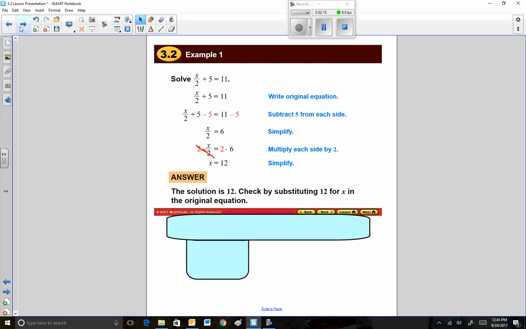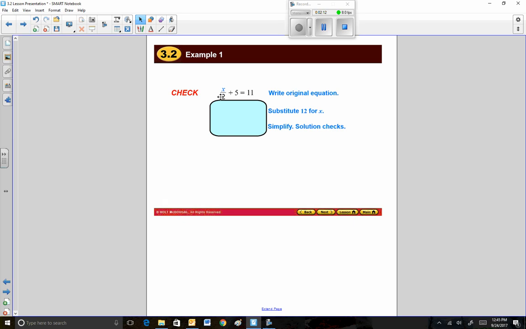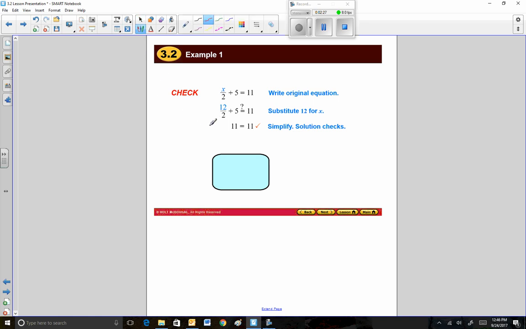Let's take a look at what it looks like to check your solution. Here's the original problem. Place the 12 where the x is. So when you do that, 12 divided by 2. What is 12 divided by 2? Well, that is a 6, isn't it? So now you have 6 plus 5, and does that actually equal 11? It states in the equation. It does, so we know for sure that this is correct.